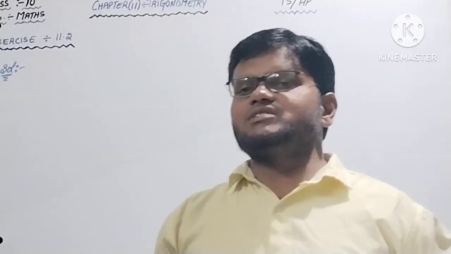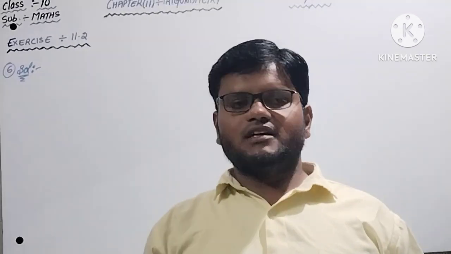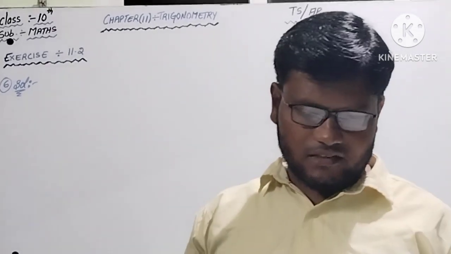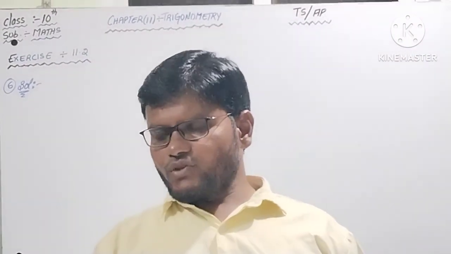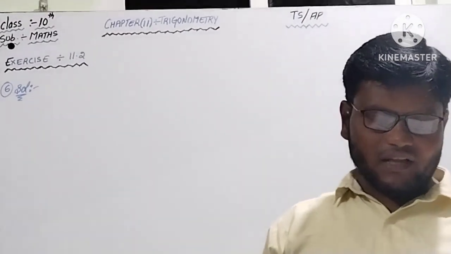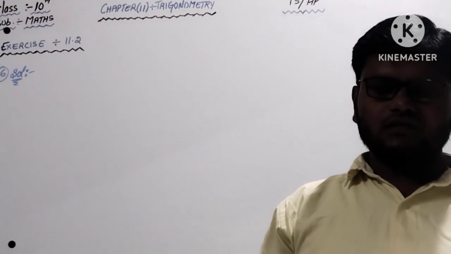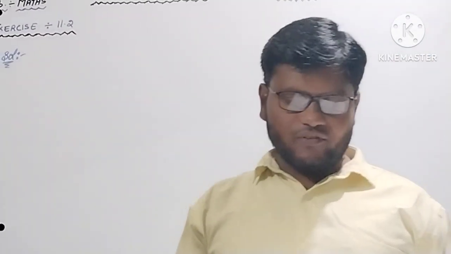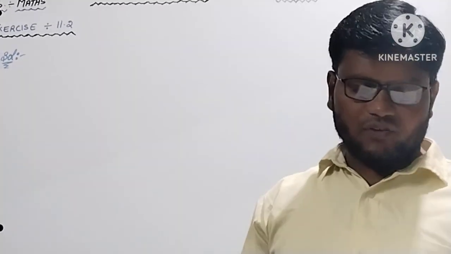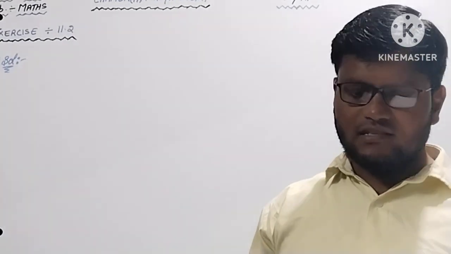In triangle XYZ, the right angle is at Y. Given values: YZ is equal to x, and XZ is equal to 2x. Then we have to find out the angles: angle YXZ, and one more angle, angle YZX.